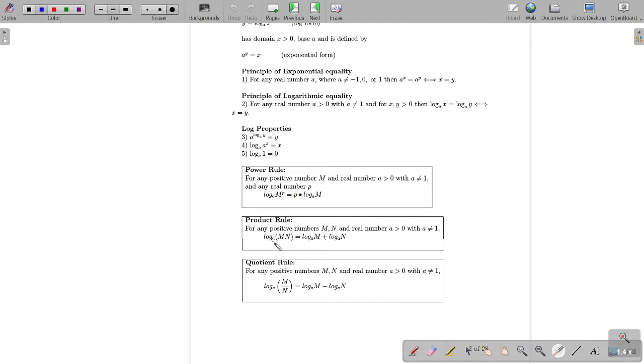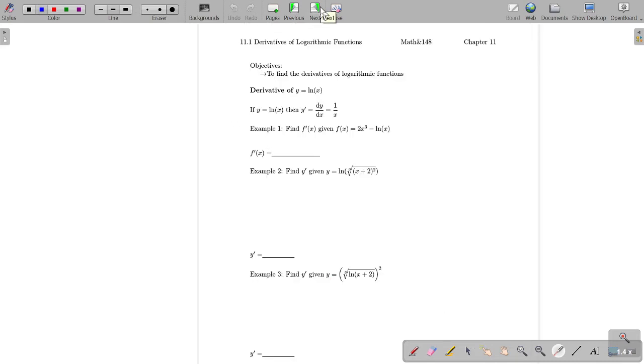The product rule. If I have the log of a product, that is the sum of the individual logs. So log base a of mn equals the log base a of m plus log base a of n. And the quotient rule is if I have the log of a quotient, it becomes the difference. So the log base a of m minus the log base a of n. So we need these because it makes finding a derivative much, much easier if we have the logarithm simplified.